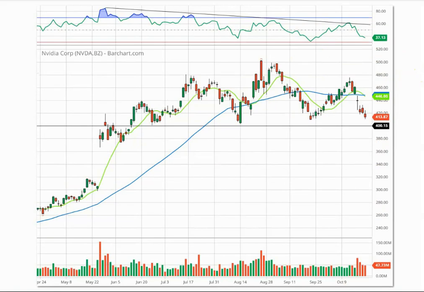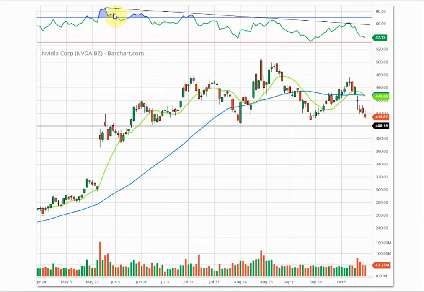Next is NVIDIA, NVDA. I want to draw your attention to the $400 level. It was initially resistance. Several times, it finally broke above that, and as it does most of the time, it came back to test it once it broke through. So it broke through, then it became support here, a bounce, support again, a bounce, support again, a bounce, and we're close to support again. Will it bounce or will it break?